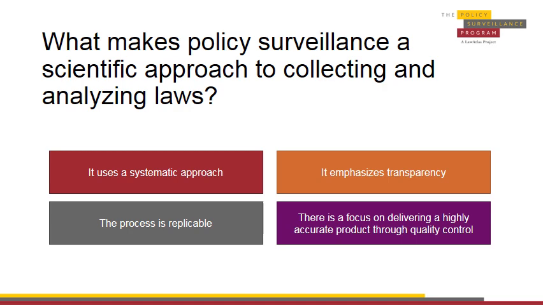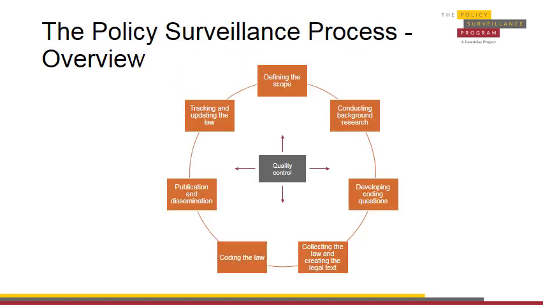Finally, policy surveillance has a focus on delivering a highly accurate product through quality control, in part due to the redundant research and coding that occurs throughout the process. The blocks in this wheel each represent a different step in the policy surveillance process. To learn more about any of these individual steps, please visit the corresponding modules in our learning library.